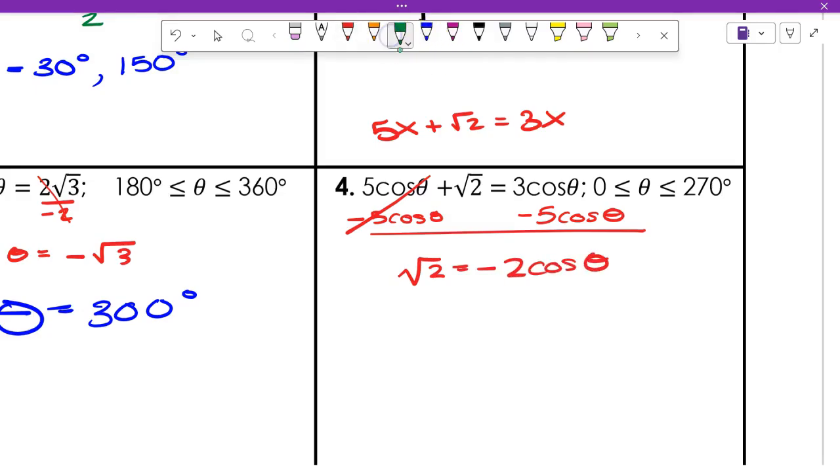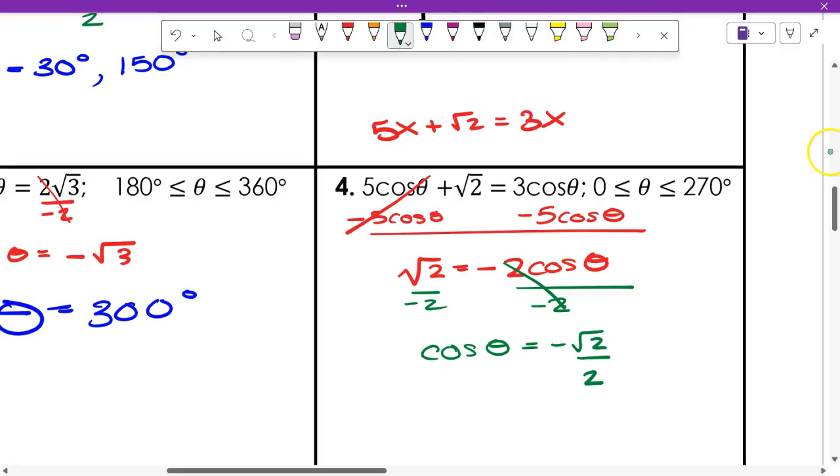Okay, so now I've got to get cosine by itself. So I'm going to divide both sides by -2. When I do that, that gets me that cosine of theta is equal to the negative square root of 2 over 2. Okay, so that's a pretty straightforward one. We probably recognize that one. That's usually on our 45s or pi over 4s. So let's think about where that's got to be.